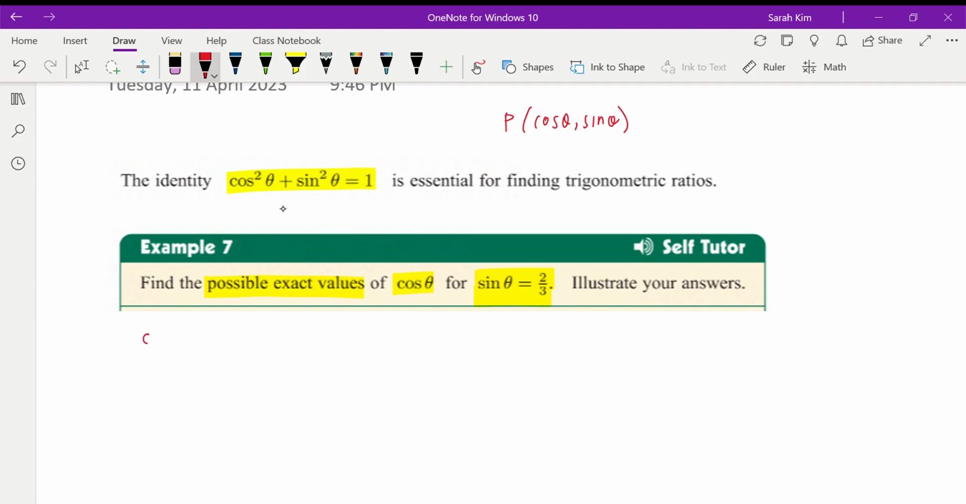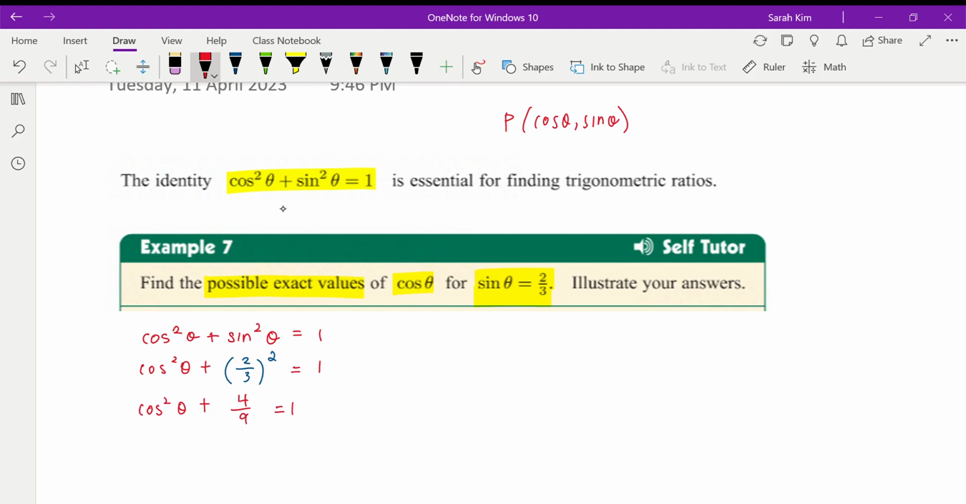So starting point is for you to use the identity. Now again, as I said, those little squared means that whole thing is squared. So when I substitute in this value, sine theta equals 2/3, instead of writing sine squared theta, I'm going to put in the 2/3 and then square it. So if I square that, all I get is 4/9.